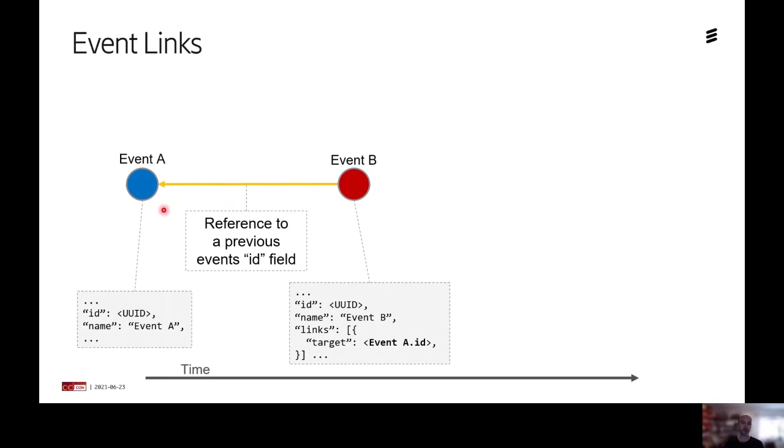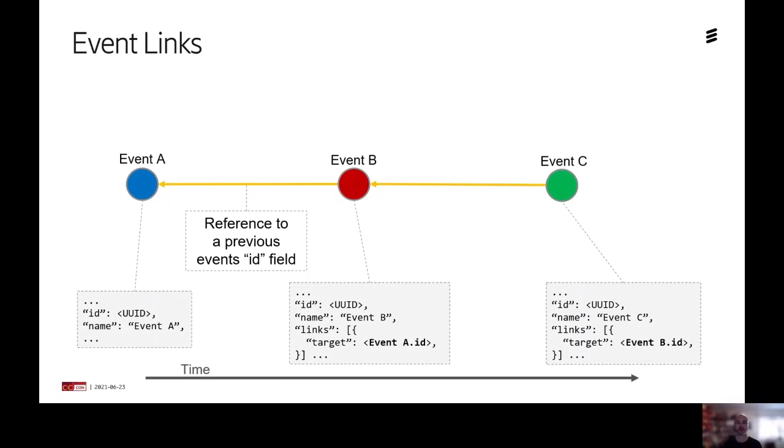So in this picture, time goes from left to right. So event A is sent first and event B comes after it. We see that event A has a unique ID and the name of it is event A in this example. Event B has more or less the same properties, but it also contains a links object. The links object contains a target to which it's referencing, and the target is made up of just the ID itself of the previous event. So an event link is essentially a reference to a previous event's ID field.